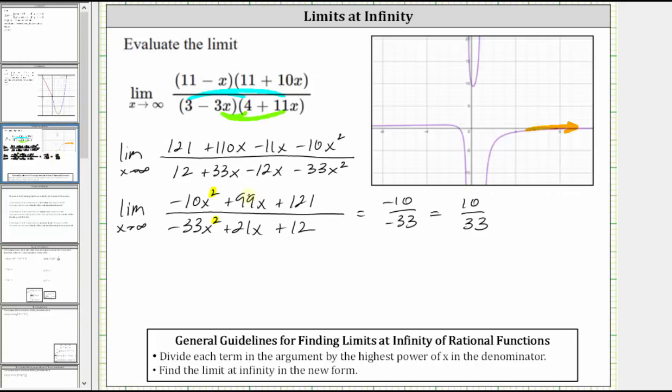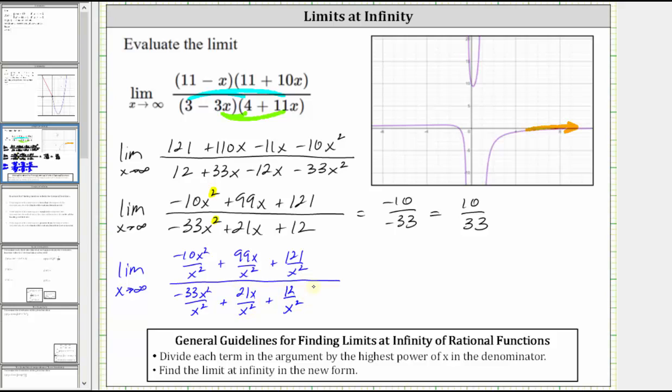Another way to find the limit from here would be to follow the general guidelines for finding limits at infinity of rational functions, which at this point we would divide each term in the argument by the highest power of x in the denominator, which means we would divide every term in the numerator and denominator by x squared. And let's also show that. So we'd have the limit as x approaches infinity of, again, we're going to divide every term by x squared. And now simplify as much as possible.